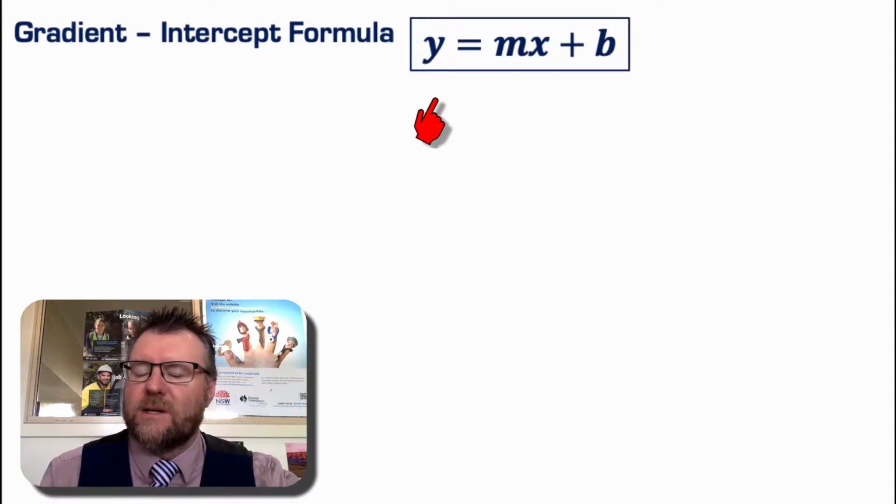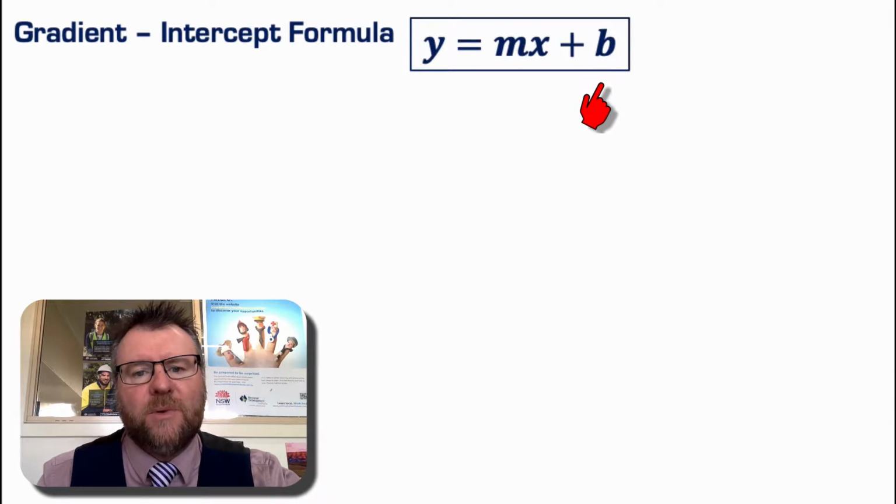Okay, linear equations, remember, a graph is a straight line. They don't have any x squareds or x cubes in them. They're linear equations. So what do these letters m and b represent?